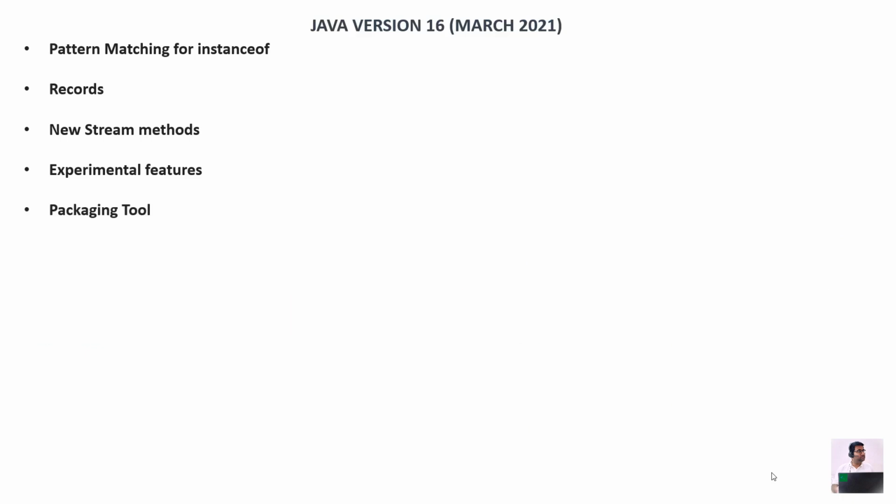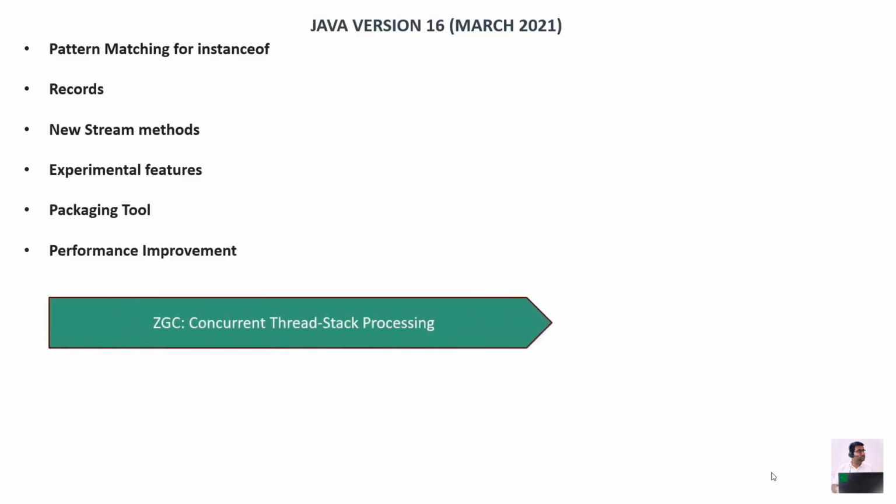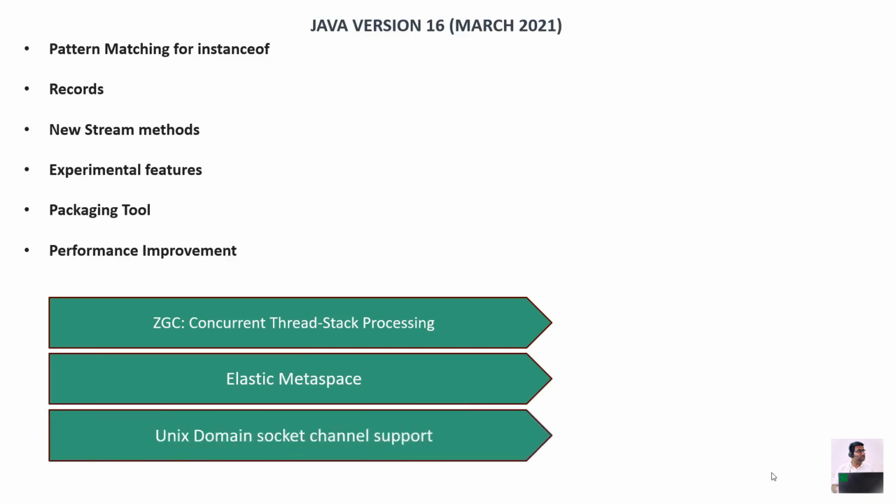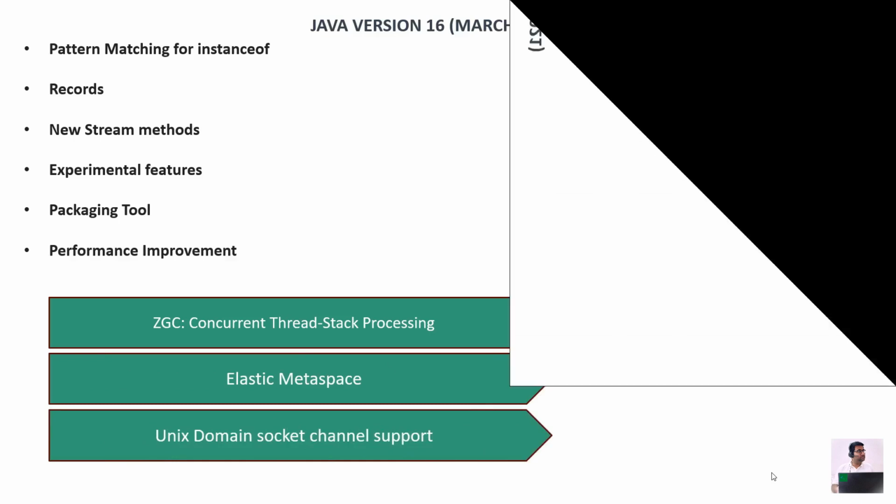We got a few performance improvements in Java 16 for the Z garbage collector. We got concurrent thread stack processing. It further improved this Z garbage collector by making the processing of thread stacks concurrent. Next, Java 16 optimized metaspace, now called elastic metaspace, a place where the JVM keeps meta information of classes. In Java 16, it introduced Unix domain socket channel support, which is used for inter-process communication within a host.